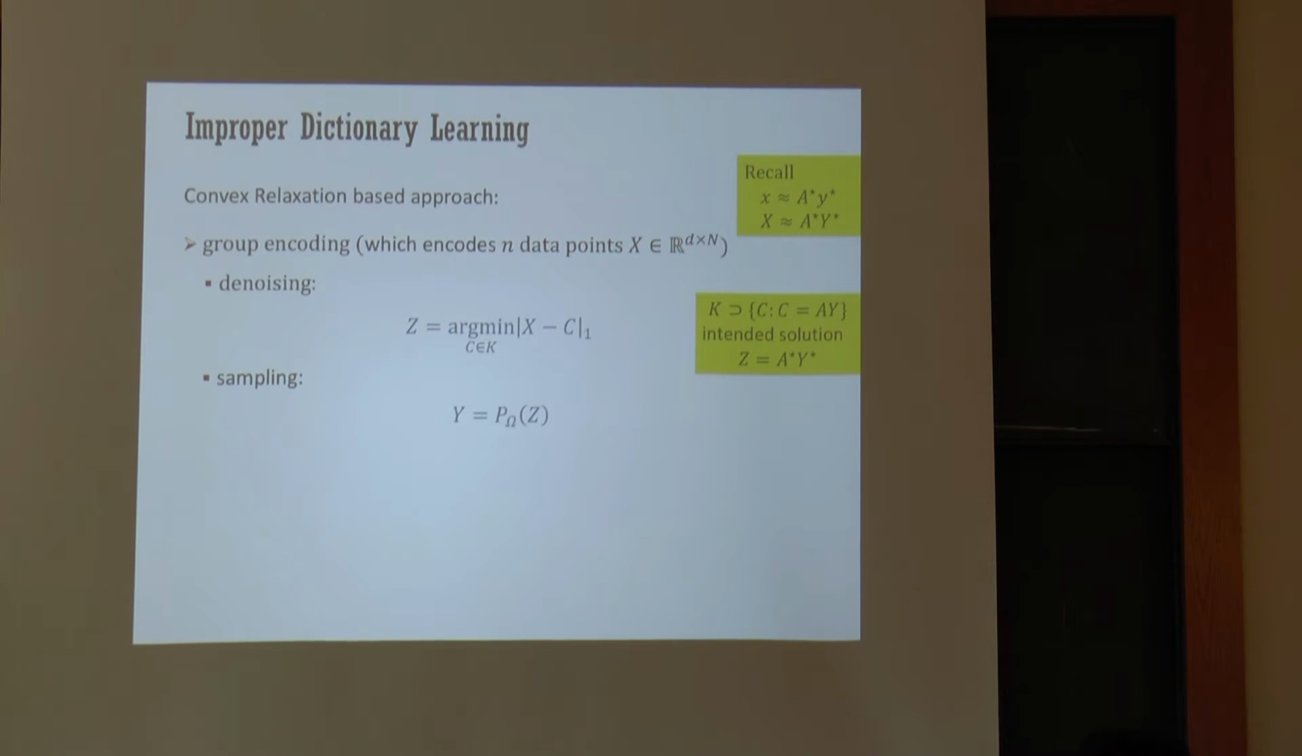Wait, so Z is an approximation to what? X is that? Oh, X is our data. So sampling is on our denoised version of A times Y. Yes. Oh, sorry, denoised version of X. A times Y is already denoised. If you get A times Y, you've already got it denoised. Yeah. Okay, sorry. Our guess for A times Y.